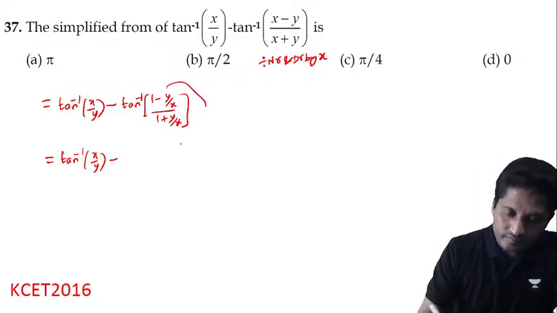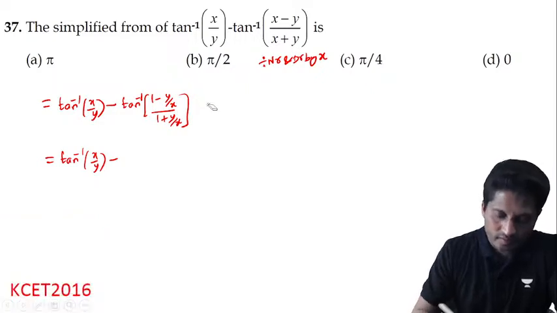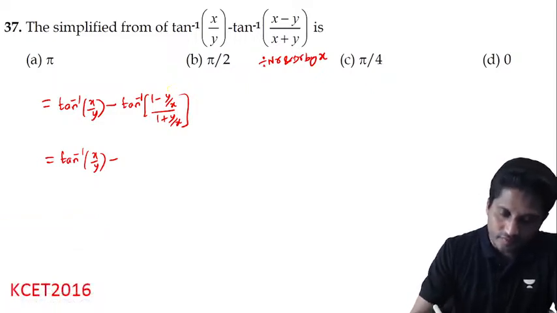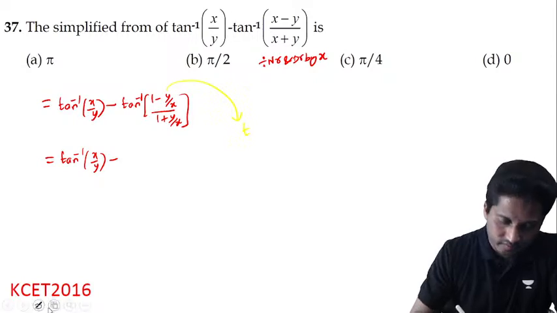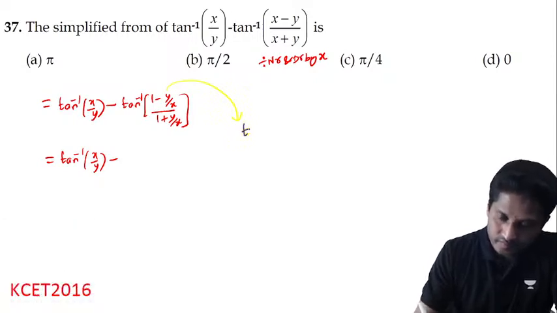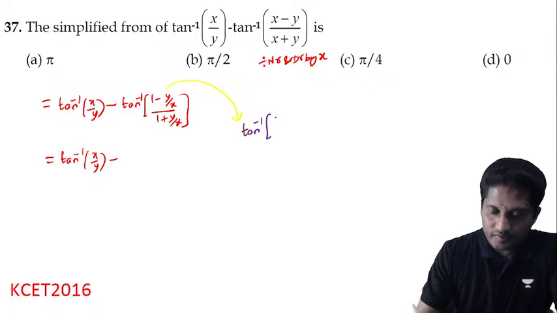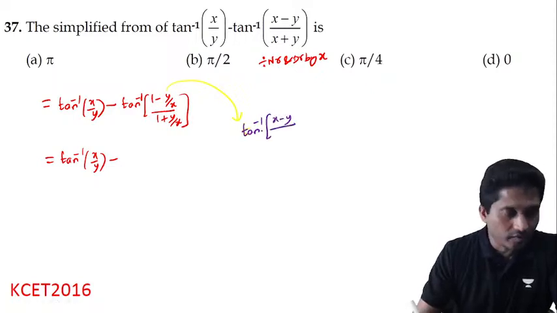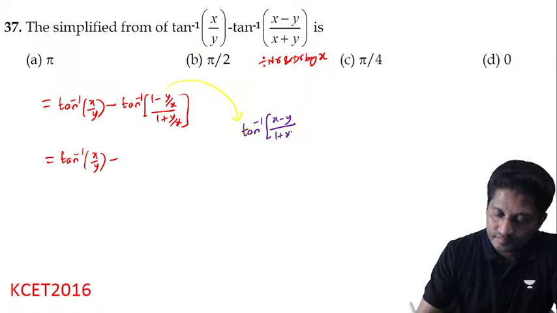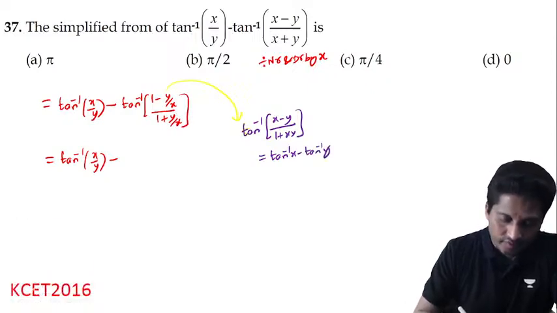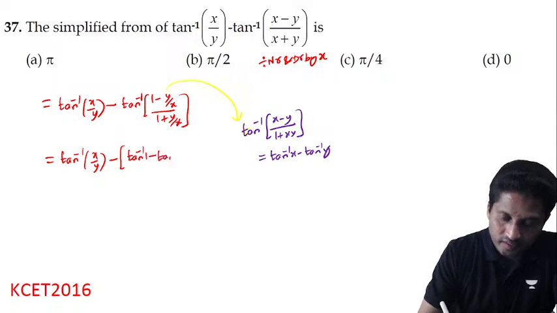of the form tan inverse of x minus y upon 1 plus x into y. Then the formula will be equal to tan inverse of x minus tan inverse of y. Right, now if I use the formula, this becomes tan inverse of 1 minus tan inverse of y by x.